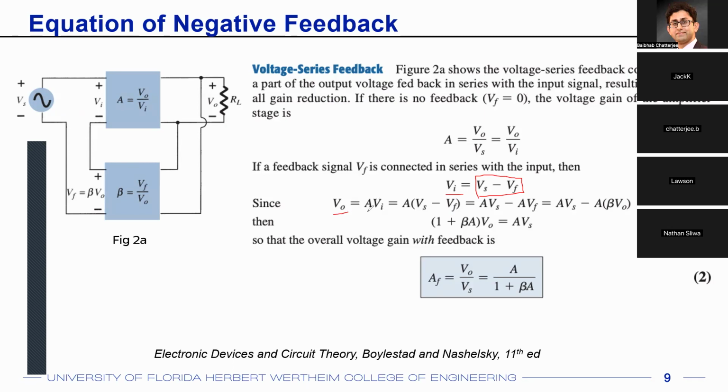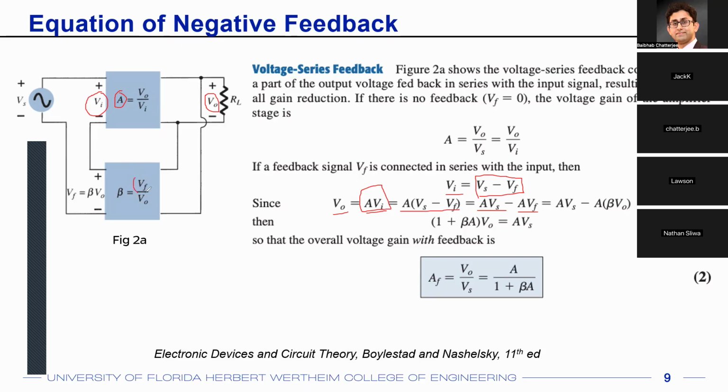Now your VO is equal to what? Is equal to A times VI. Your VO is A times VI, because A is VO over VI, just from the definition of the gain of that op-amp. Now, as you mentioned, that VI itself is VS minus VF. It's a function of VS and VF. So write A times VI as A times (VS minus VF), and further expand it as A times VS minus A times VF.